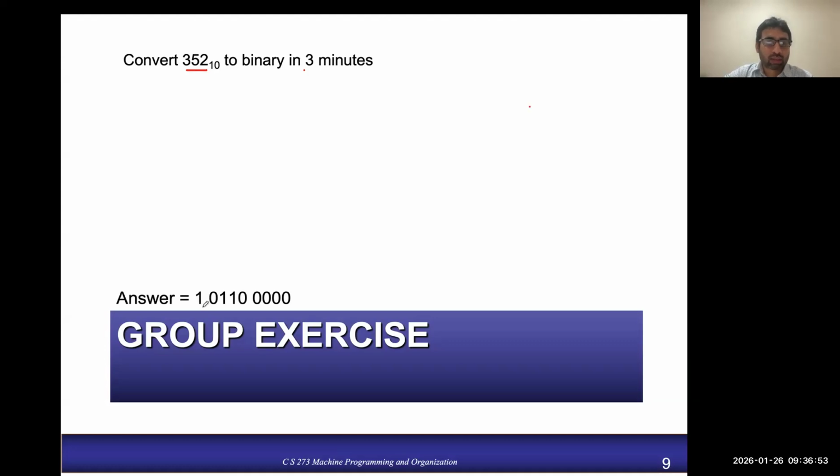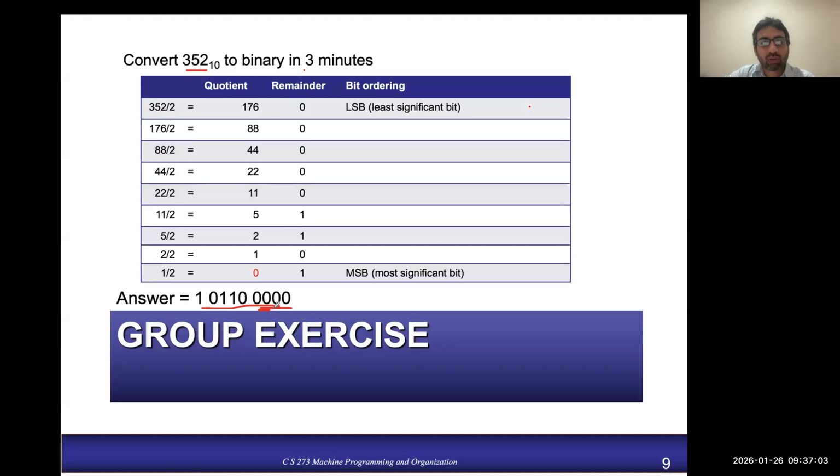So the answer is 10110, and then four zeros on the rightmost side, right? How did we find this? You divide 352 by 2, you get a quotient of 176, remainder of 0. Quotient is not 0, so we divide again by 2, we get 88 as quotient, remainder is 0. Again divide by 2, 44, 0. Again divide 44 by 2, you get 22, and remainder is 0. Divide 22 by 2, you get 11, remainder is 0.